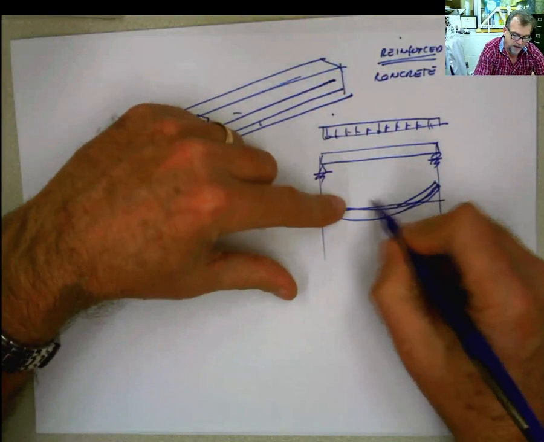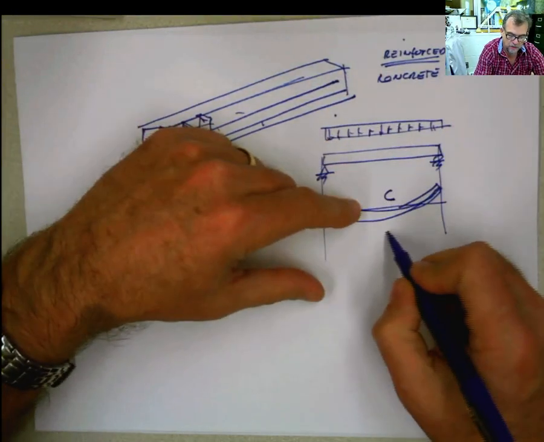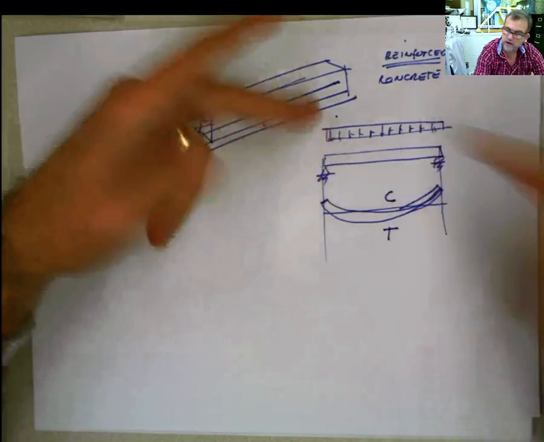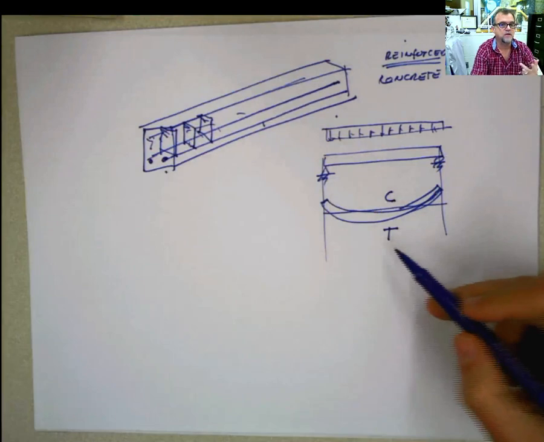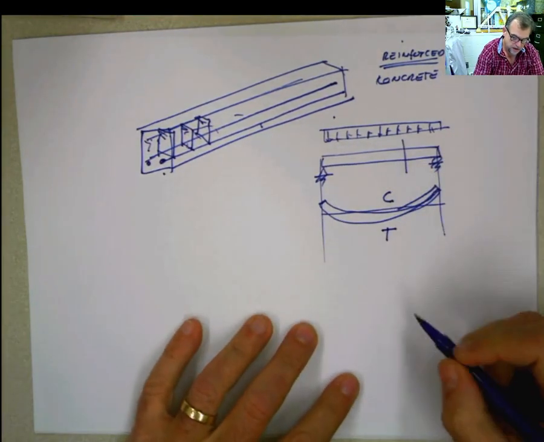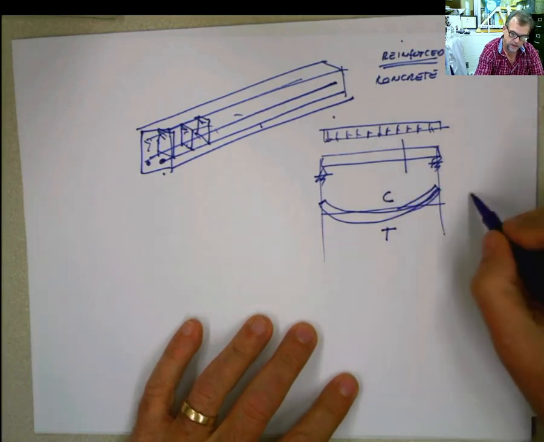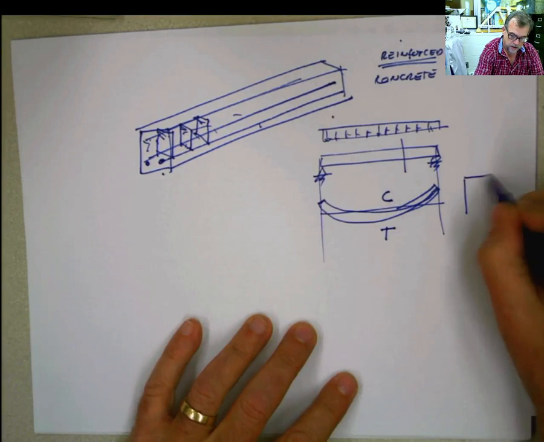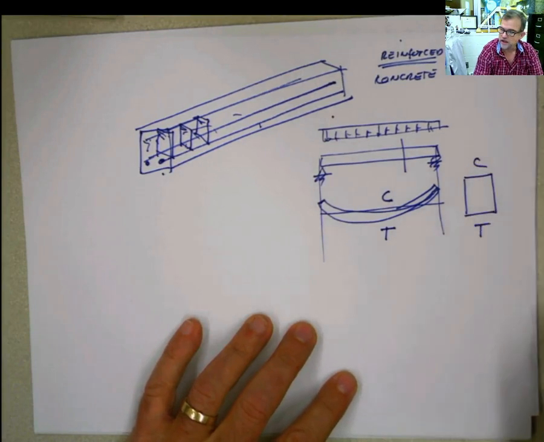And why are they getting compressed? Because this is exactly the behavior that is happening here. The top part of this beam under these circumstances is subject to compression, and the bottom part is going to be subject to tension. If you make a cross-sectional view of this beam, this part should be in compression, and this part should be in tension.